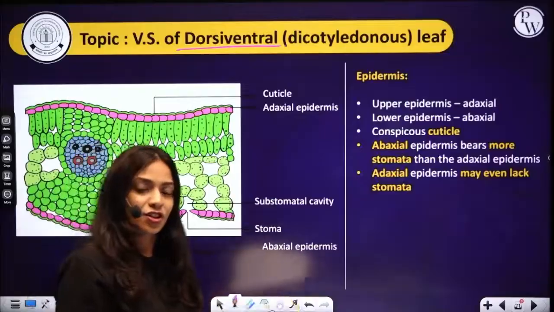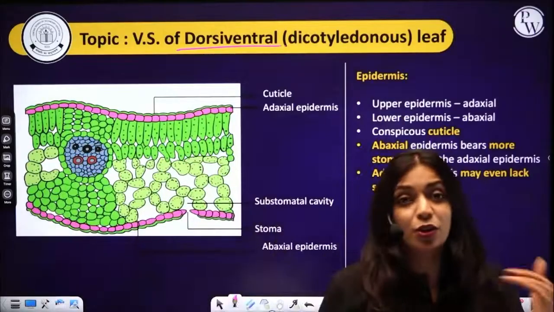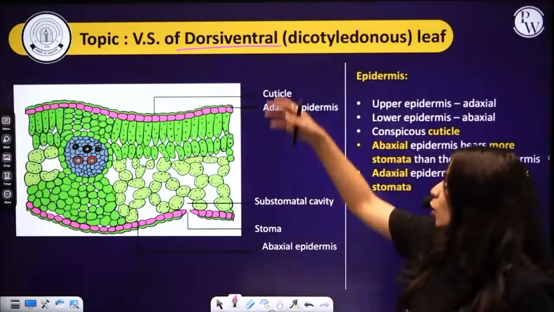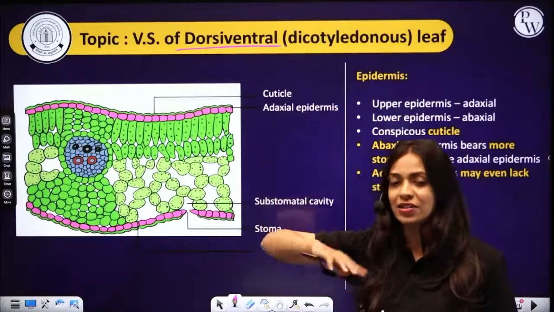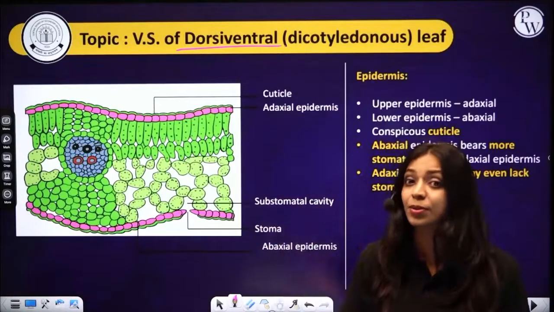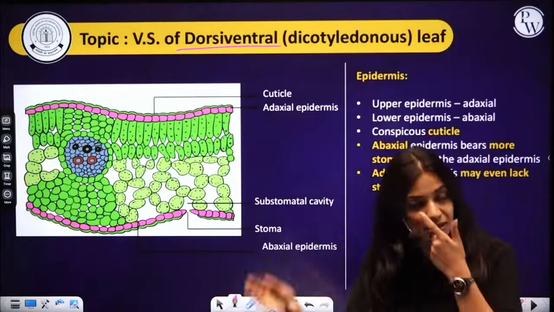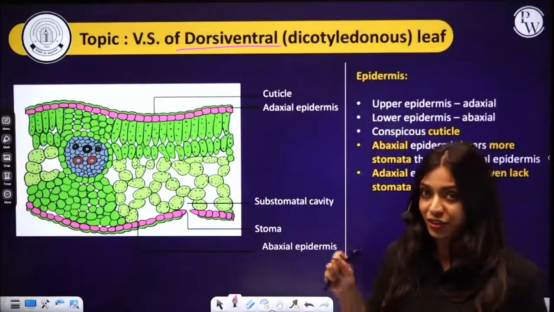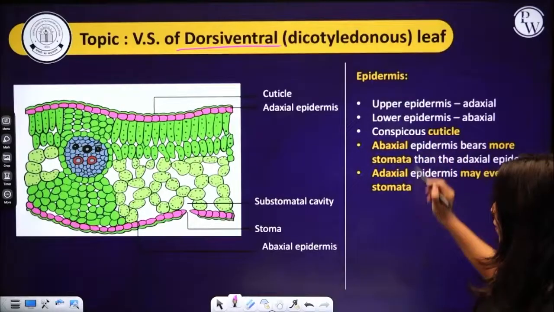There is distinction between the upper surface and the lower surface in dicot leaves. That is why we call it dorsiventral leaf. Dorsal side and ventral side are not identical. There are some differences we can see in the dorsal side and the ventral side of the leaf. Therefore, it is called a dorsiventral leaf. Okay, let's talk about it.